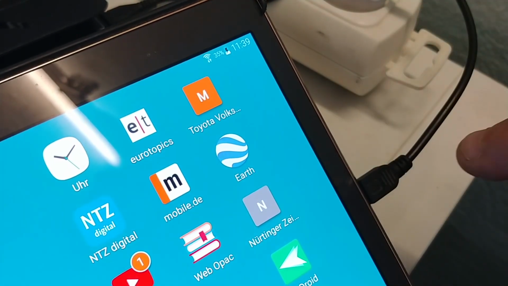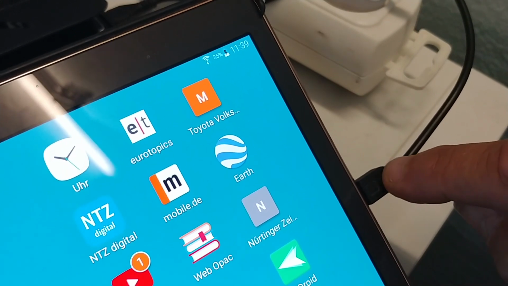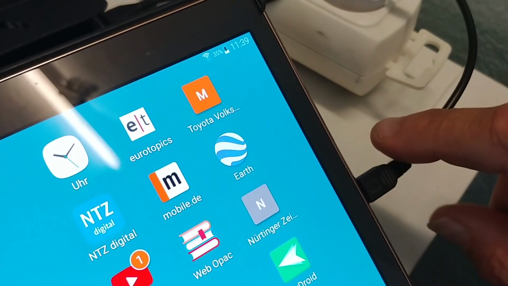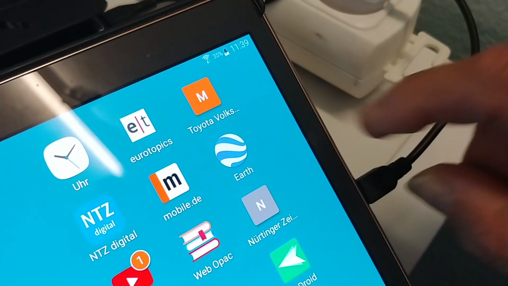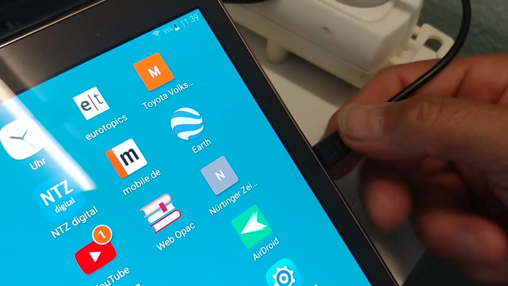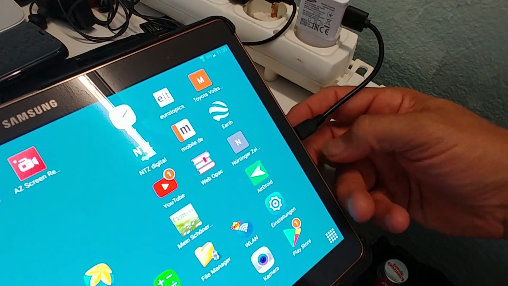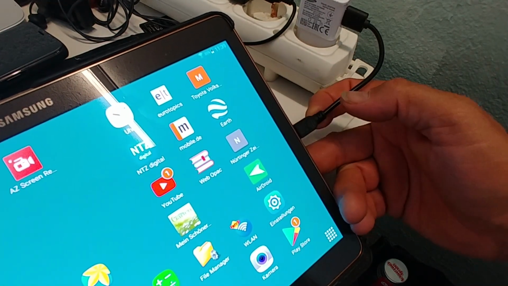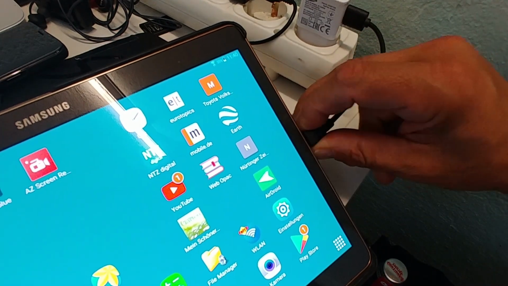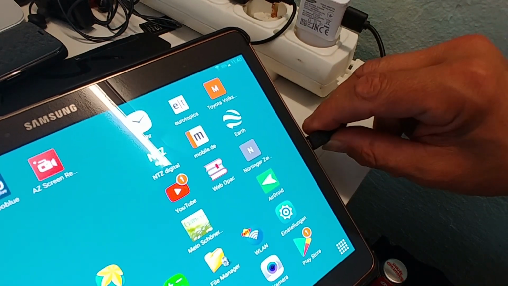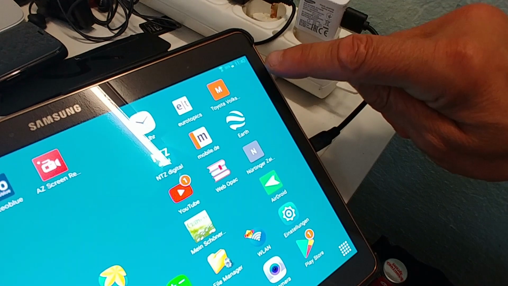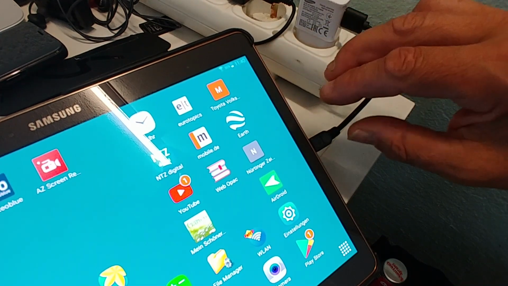So, and you see that comes when you twist on the connector. The loading sign is not coming.